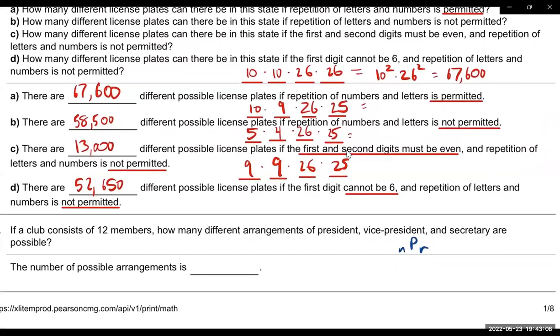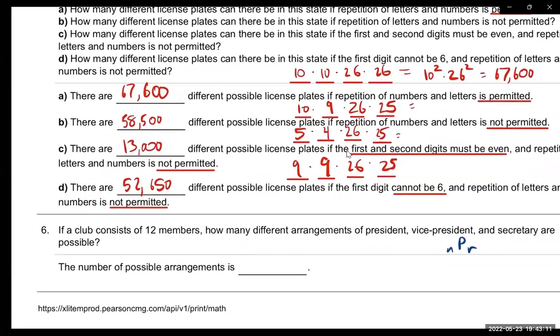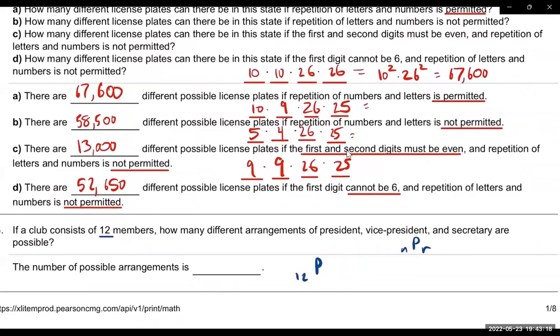All right. So our N is going to be the number of members, which is 12. Our R is going to be the number of positions that we need. We need 3 positions. So 12P3. All right, so I'll show you how to do it on your calculator. But if you don't have a graphing calculator, then you can do it by hand. So let's do it both ways. So first the calculator way, let me show you how to do that. Turn on my calculator.